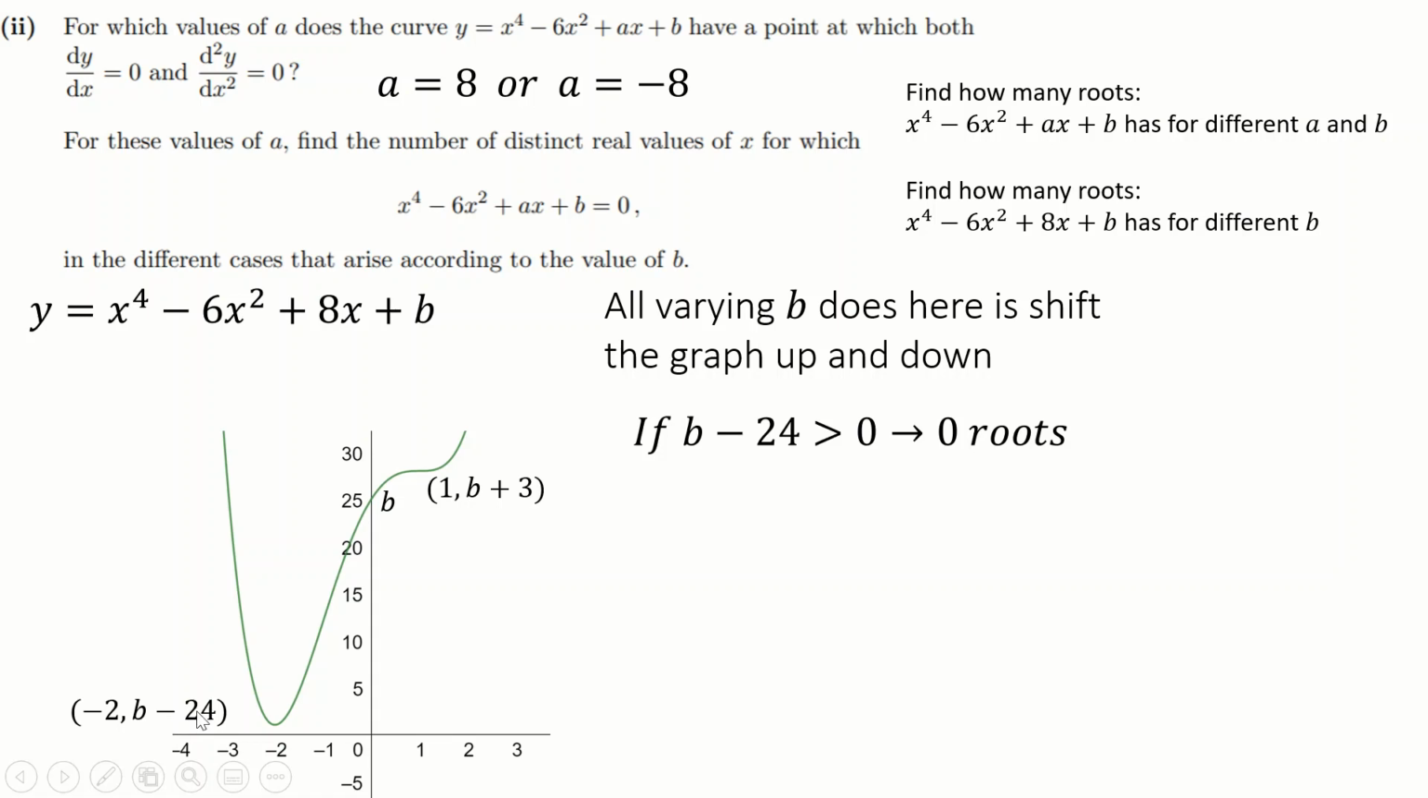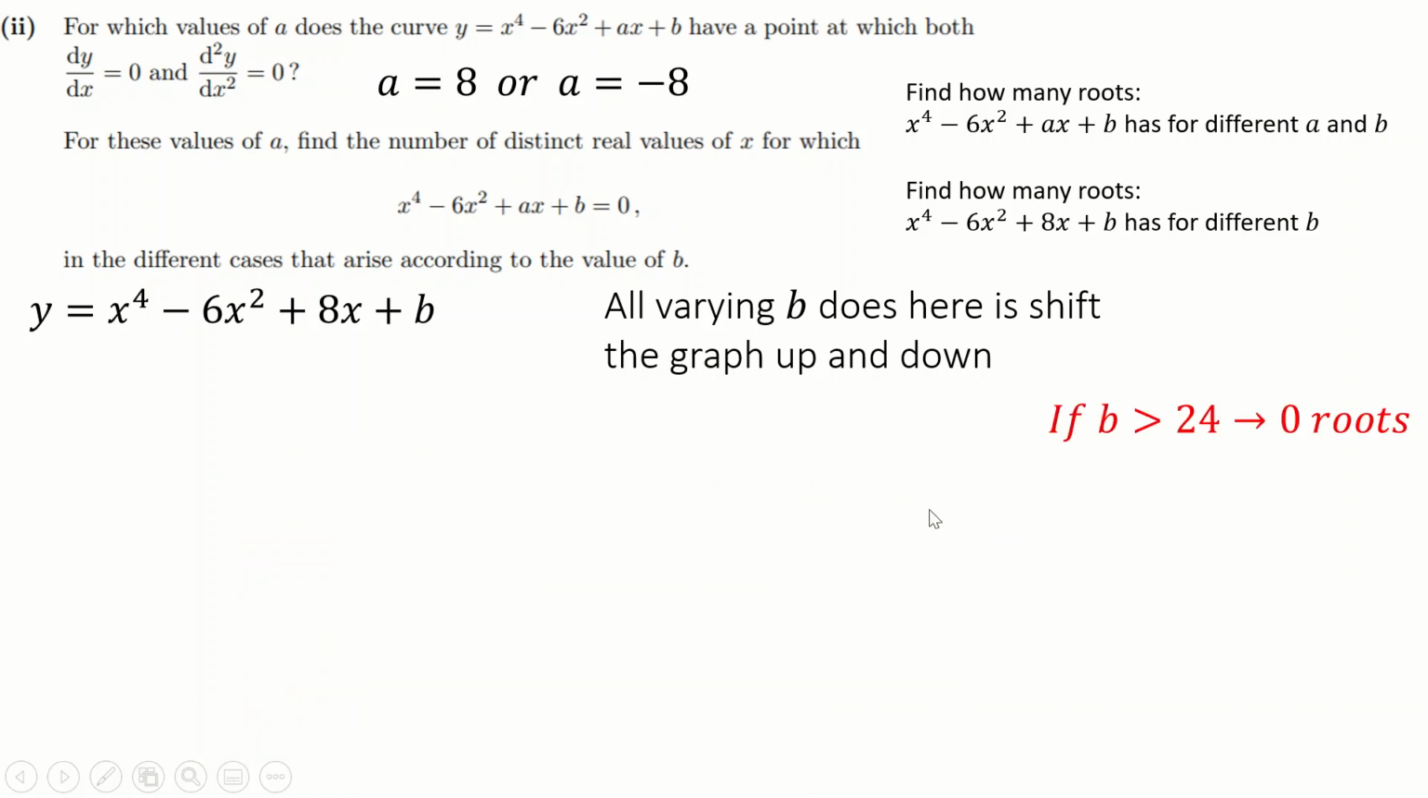Well, it's when this coordinate here, the y-coordinate of this point, it's when that is bigger than 0. So it's when B minus 24 is bigger than 0. And if that is bigger than 0, I have no roots. It doesn't touch the line. Now, of course, I can rearrange that and say if B is bigger than 24, I have no roots. And I put it in red because it's important.